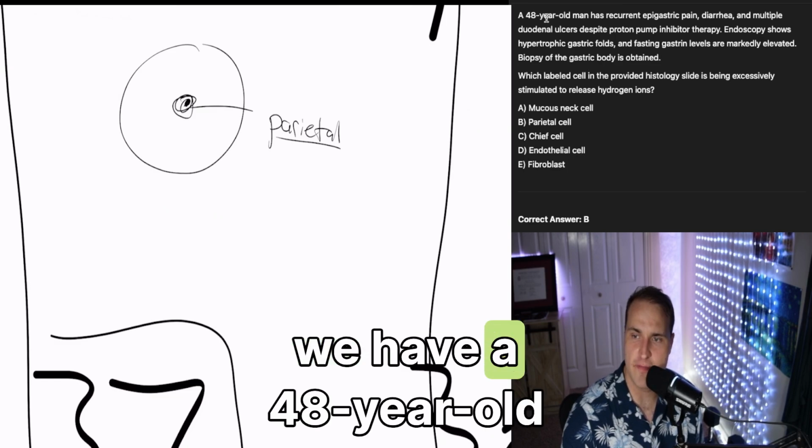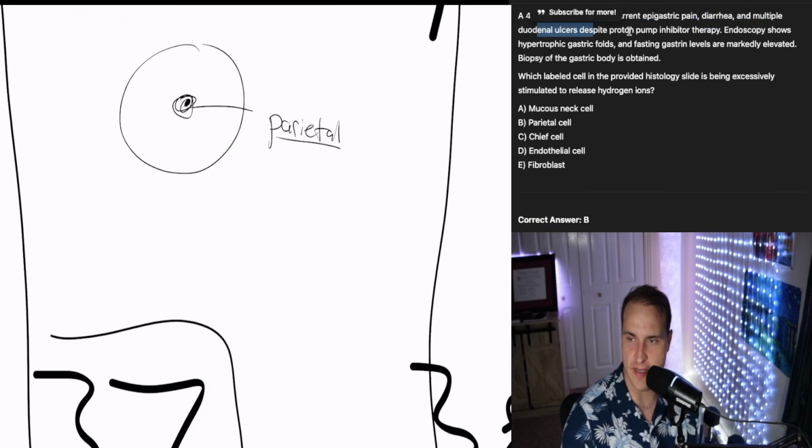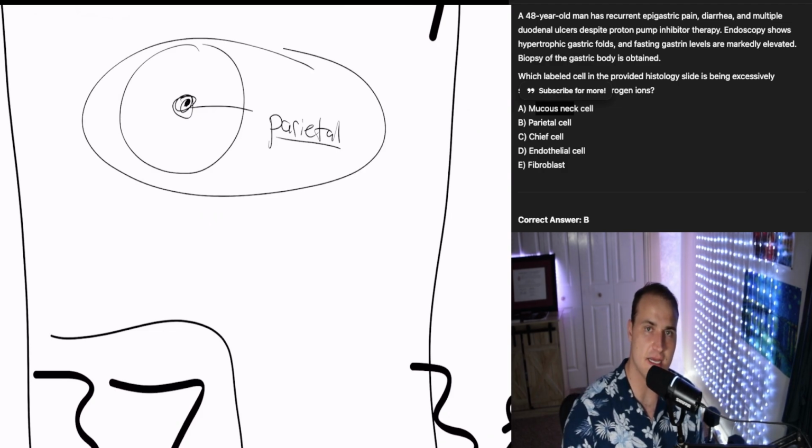So in our practice question, we have a 48-year-old man with recurrent gastric pain, diarrhea, and multiple duodenal ulcers despite PPIs. Which labeled cell is being excessively stimulated? This is the mucous neck cell. Spoiler alert, no it is not. That's pale cytoplasm. And I've just given you our little histological slide, but you don't really need it.